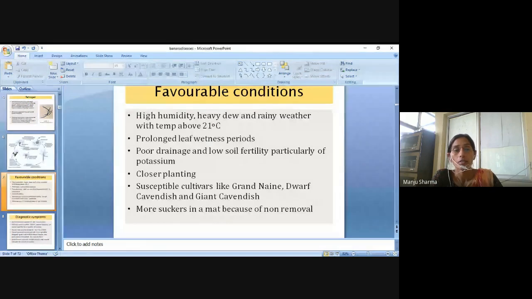Closer planting, susceptible cultivars like Grand Nain, Dwarf Cavendish, and Giant Cavendish, and more suckers in the clump because of non-removal. So these are all favorable conditions for the pathogen to cause the disease. If all these conditions are there, the fungus can easily cause Sigatoka disease.